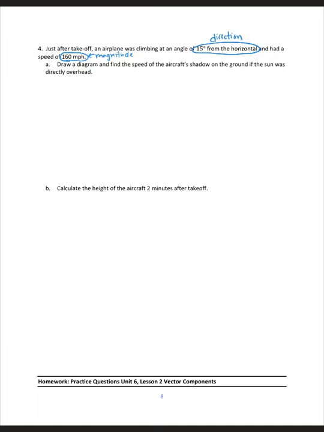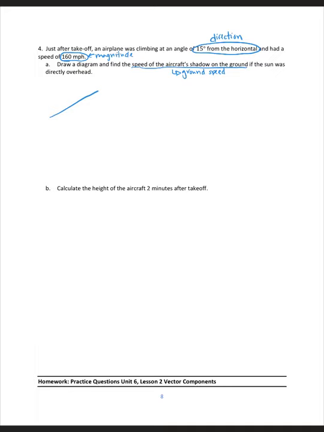Remembering that a vector always has to have a direction and a magnitude. So let's draw a diagram and find the speed of the aircraft's shadow on the ground. So when they're saying the speed of the shadow on the ground, that just means what's the ground speed. Okay, so when we're thinking ground speed, we should be thinking about that horizontal component. But first, let's draw our vector. So we have a vector here.